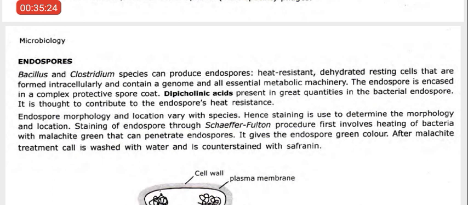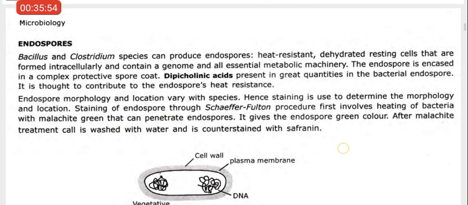Sorry. Endospore morphology and location vary with species, and staining is used to determine the morphology and location. Staining of endospores through the Schaeffer-Fulton procedure first involves heating of bacteria with malachite green that can penetrate endospores. It gives the endospore green color. After malachite treatment, the cell is washed with water and is counterstained with safranin.